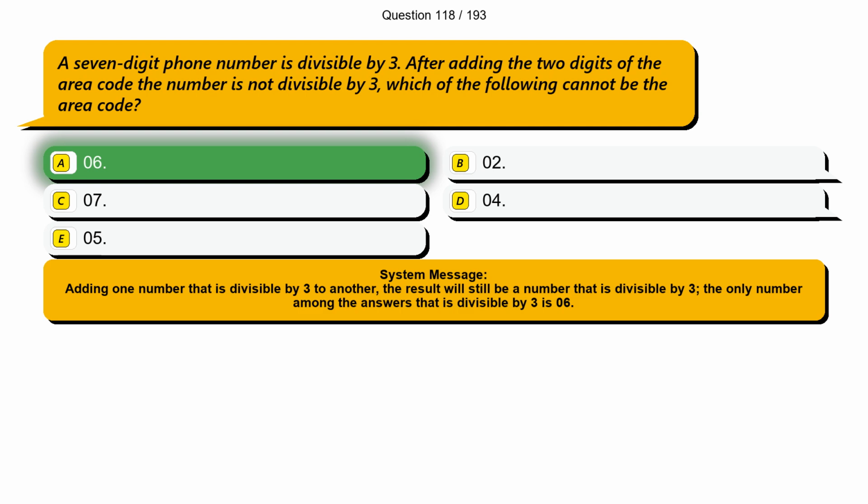Adding one number that is divisible by 3 to another, the result will still be a number that is divisible by 3. The only number among the answers that is divisible by 3 is 06.